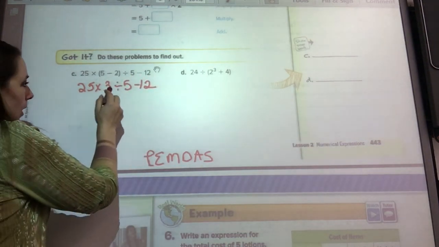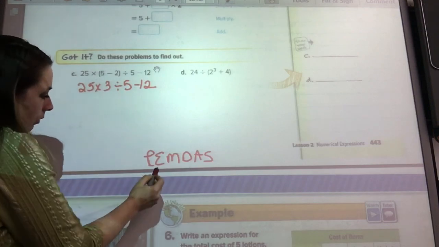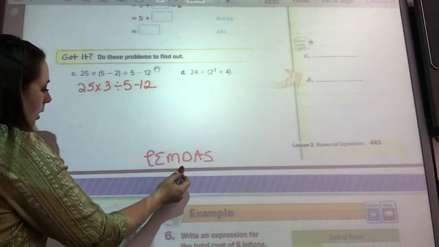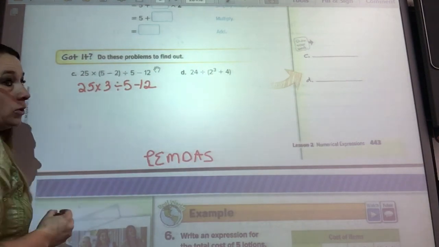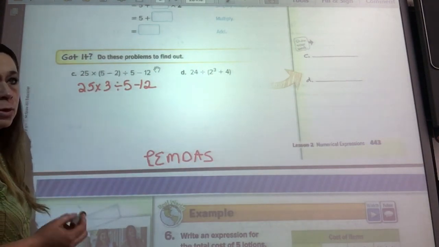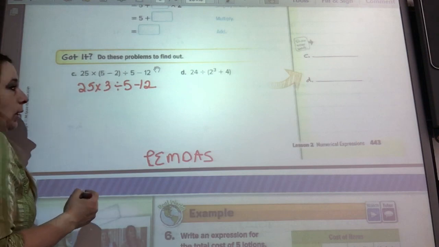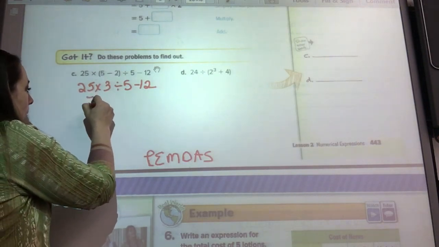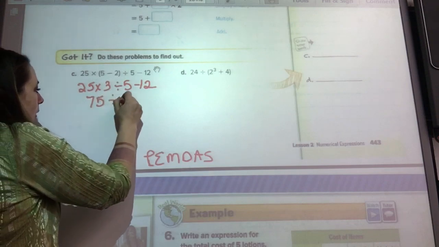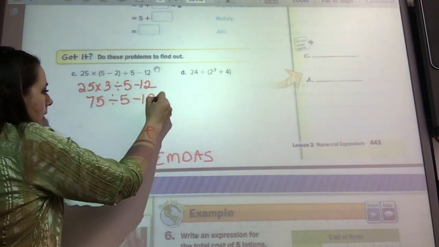Okay, now we have multiplying, dividing, and subtracting. We don't have exponents, so multiplying and dividing is next. Read left to right. So 25 times 3. 25 is like 25 cents times 3. Well, how much would that be? 3/4. Yeah, 75 divided by 5 minus 12.